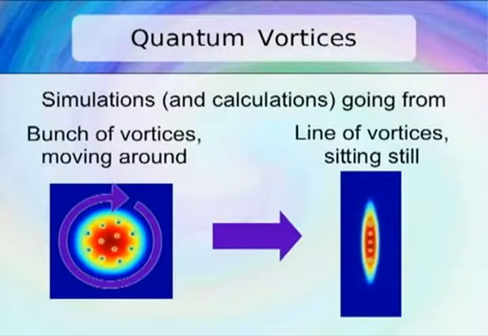Basically, what I've been working on is, as a theorist like John, I do simulations and calculations. And I've been working on getting the picture on the left, where you've got a bunch of vortices, and these are some simulations I've done myself, a bunch of vortices which is moving around, to the picture on the right.